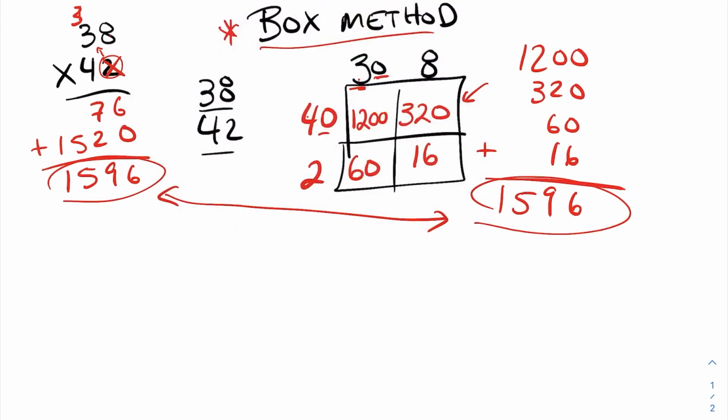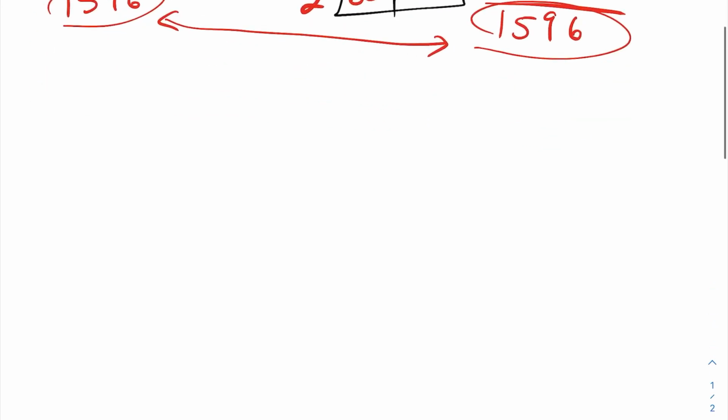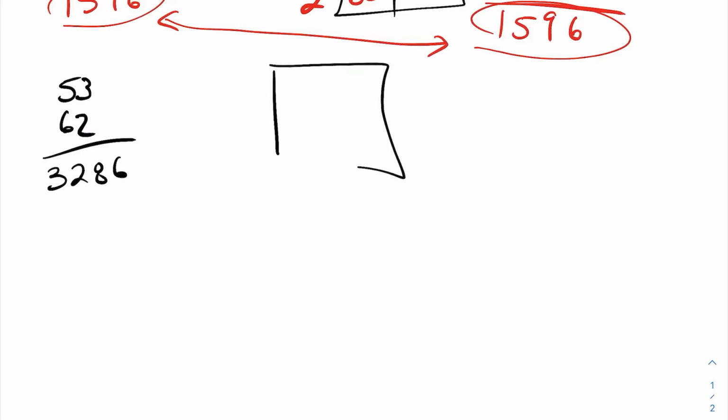And so you could try one yourself if you wanted to. Grab a sheet of paper and you could do something like 53 times 62. If you go ahead and do that in the box method, just to practice it, the answer would be, in the end, 3,286. So see if you can get that answer doing your own box, just on a separate sheet of paper.